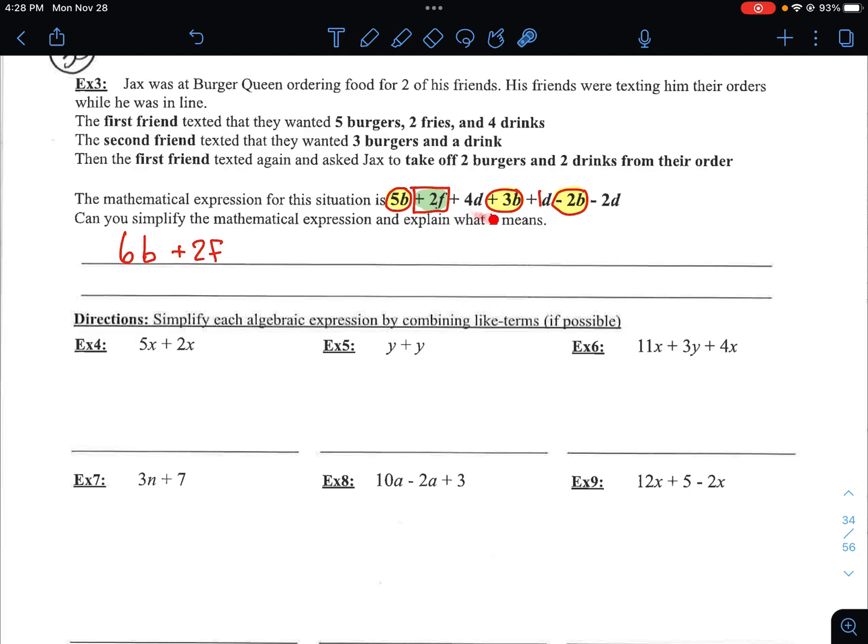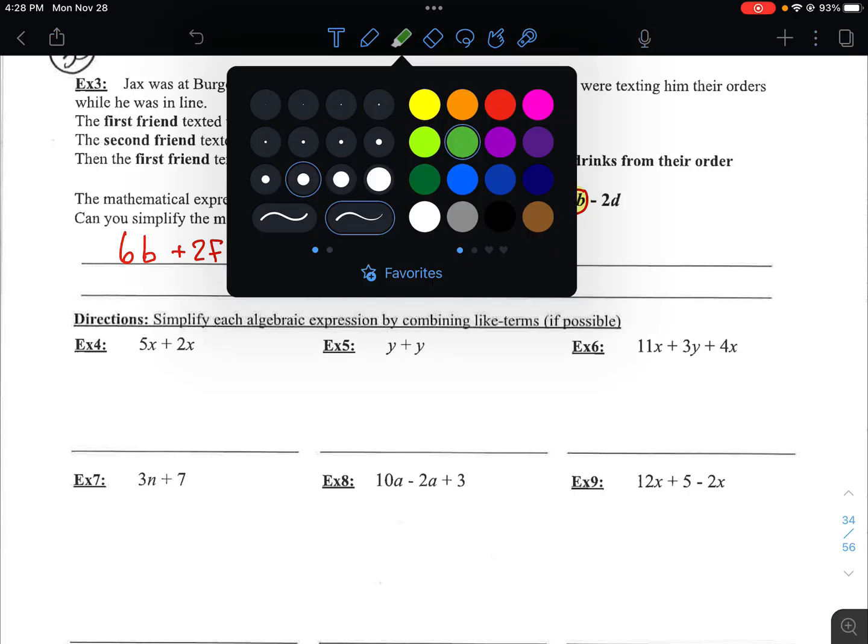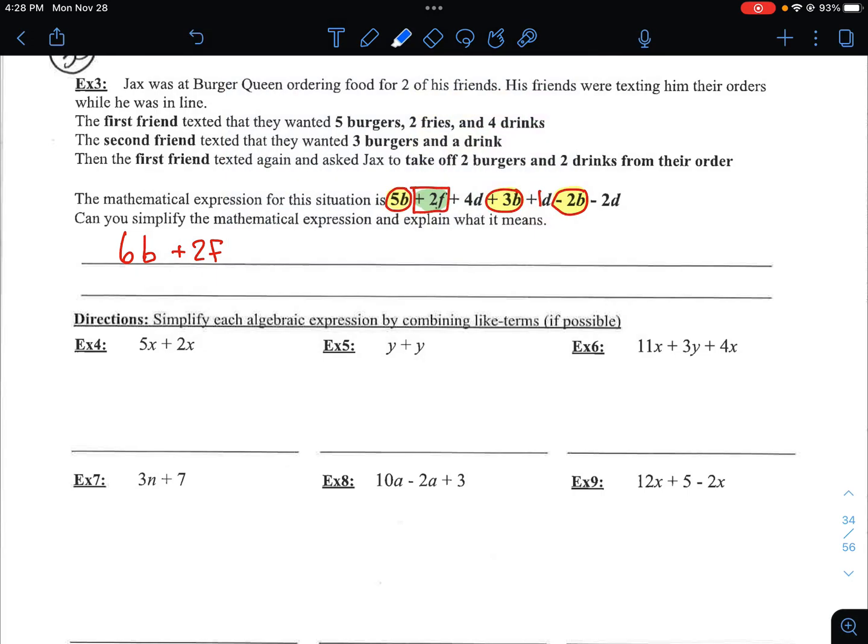No, because he also had to get some drinks, so let's use a third highlighter color. We have 4 drinks, plus 1 drink, minus 2 drinks. Now notice when I highlight this, I'm also including the pluses and the minus in front of it because it tells me whether I should add or subtract. Some people like to use another shape, like a triangle, for all my drinks. So what's 4 drinks plus a drink minus 2 drinks? That's 4 plus 1 is 5, minus 2. That is 3 drinks.